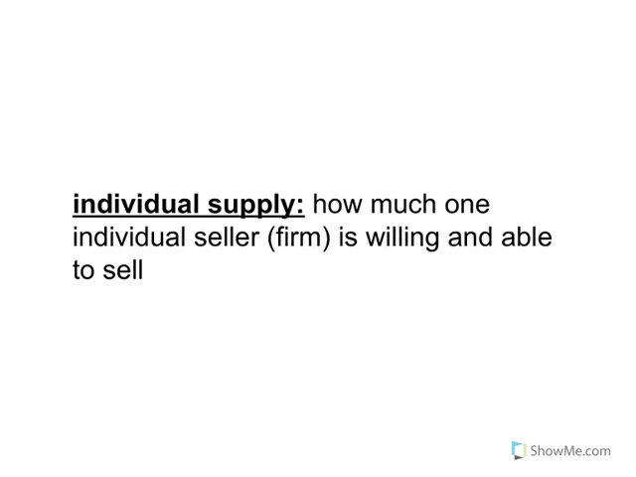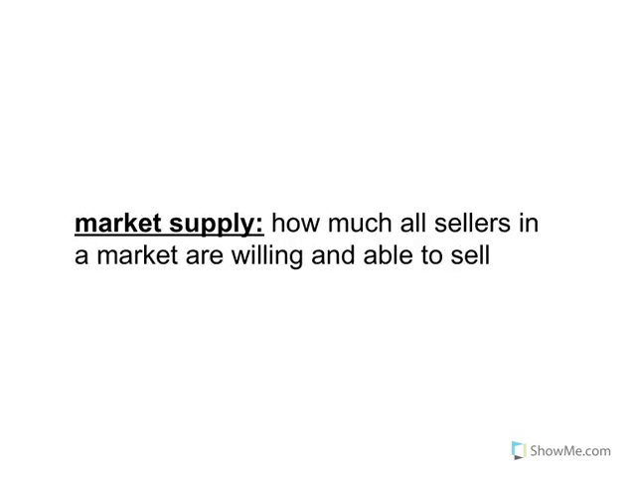So individual supply is how much one individual seller or firm or business is willing and able to sell. Just one firm, one seller. How much are they willing and able to sell? Market supply is how much all sellers in a market are willing and able to sell. So if we add up how much every one of those individual firms or sellers are willing and able to sell, we put it all together, that's market supply. So you're starting to see how these terms are very similar to what we did with demand.